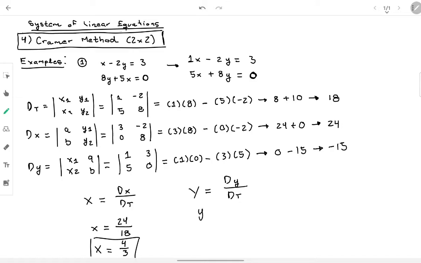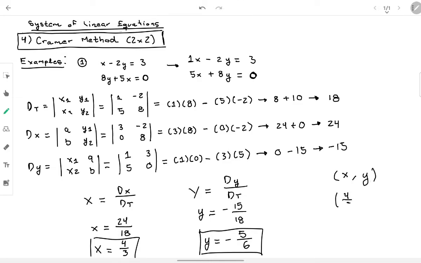In the case of y, it's going to be the determinant of y, that is minus 15, divided by the determinant that is 18. We can divide this one by 3, and it's going to be minus 5/6. And this is going to be our actual answer in an independent way. And if we wanted to put it in coordinates, remember it's always x comma y. So it's going to be 4/3 comma minus 5/6. And that will be the answer for this specific exercise.